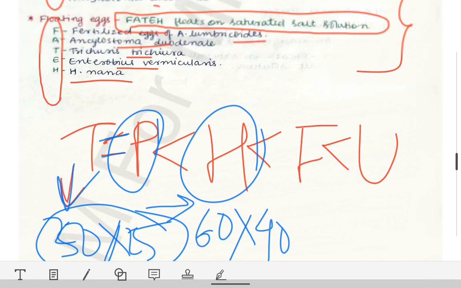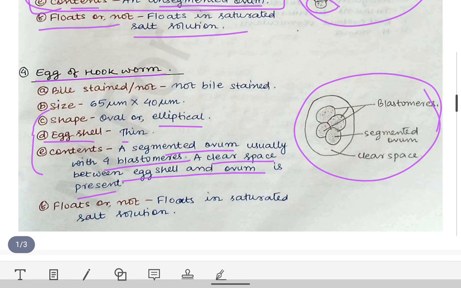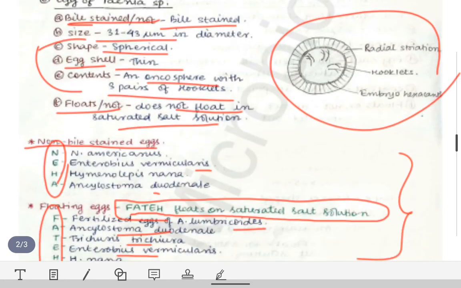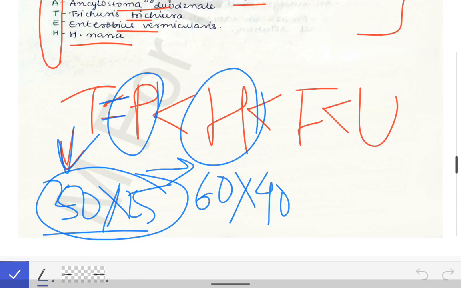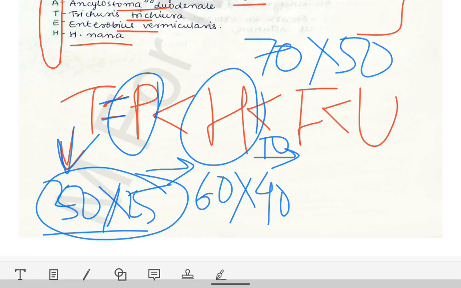So let's see the size of the hookworm egg. We have come to 60 into 40. So here it is quite close. 65 into 40 or 60 into 40 is quite close to each other. So that's quite a simple hack to remember. Then again increase by 10 for the fertilized egg of the Ascaris lumbricoides. So if we increase by 10, then it becomes 70 into 50 micrometer for the fertilized egg of the Ascaris lumbricoides.